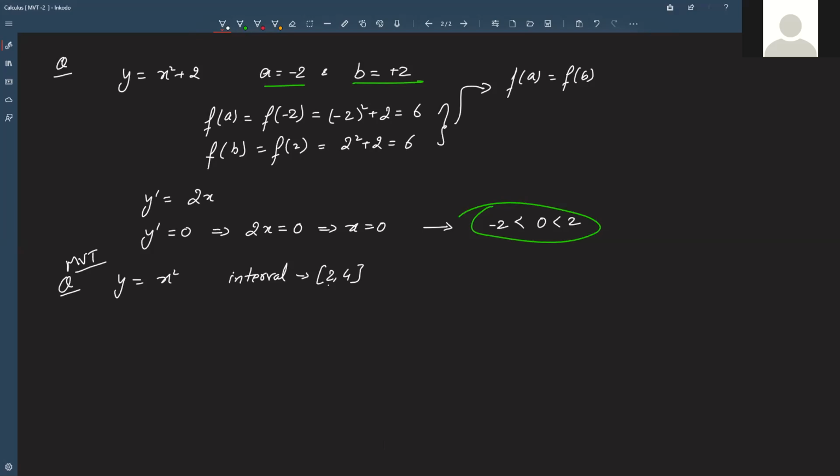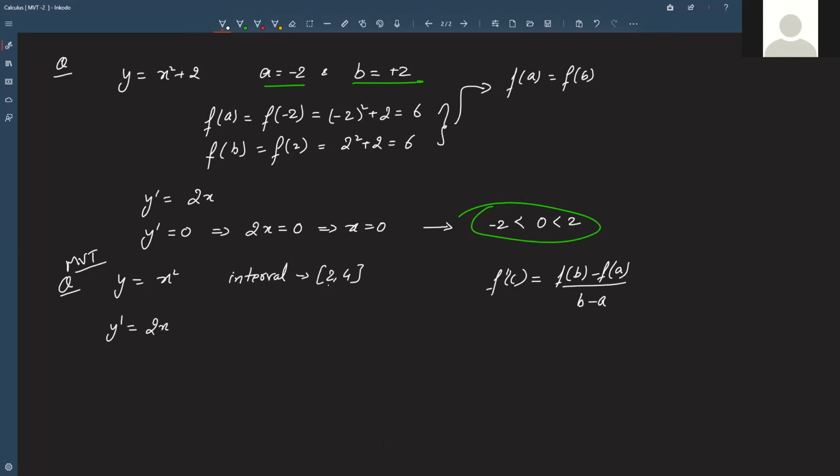But here what do we have to do? We have to verify the mean value theorem. For that, we have to find a point c such that f dash c will be equal to f of b minus f of a divided by b minus a. So what is b? b is 4. What is a? a is 2. So let us see if we are able to find that or not. So what is y dash? y dash is 2x.